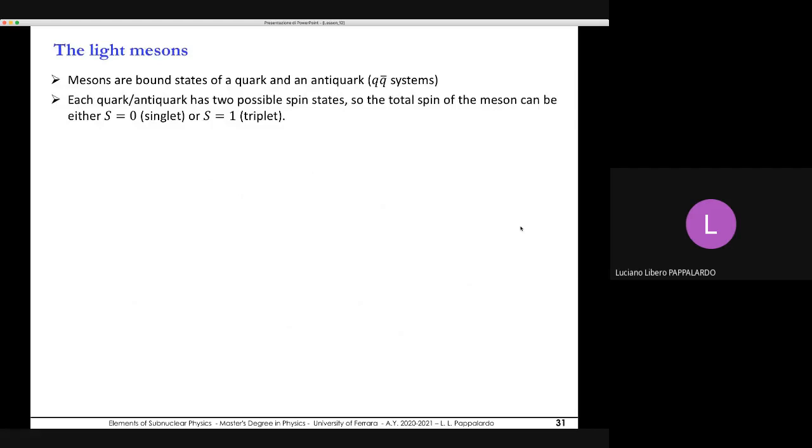Now, let's think a little bit about mesons. Mesons are bound states of a quark and an antiquark, as we know. Of course, each quark and antiquark has 2 possible spin states. So when we combine the spins for a meson, we know that we can get either an S = 0 singlet spin state or an S = 1 triplet spin state, as we studied.